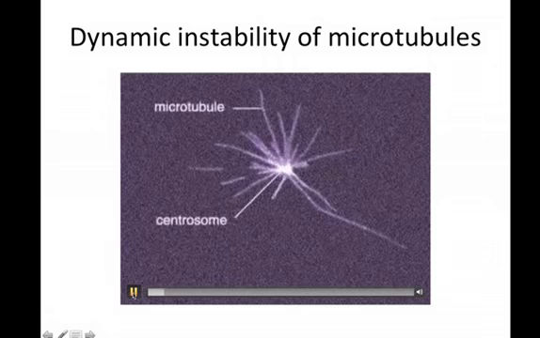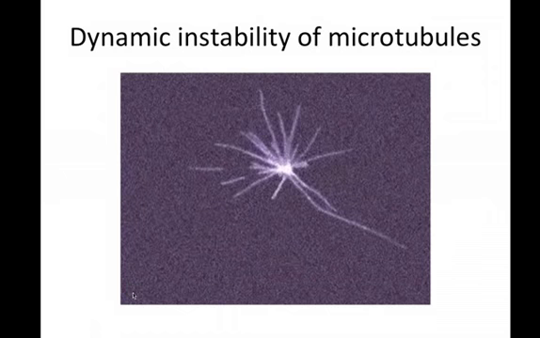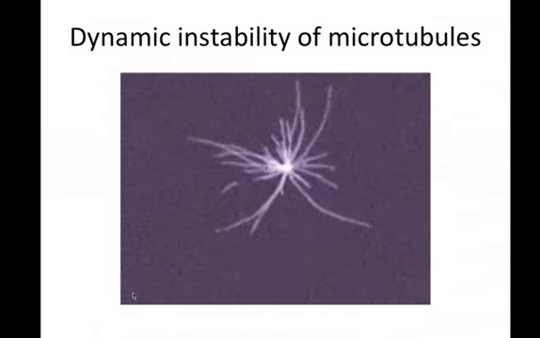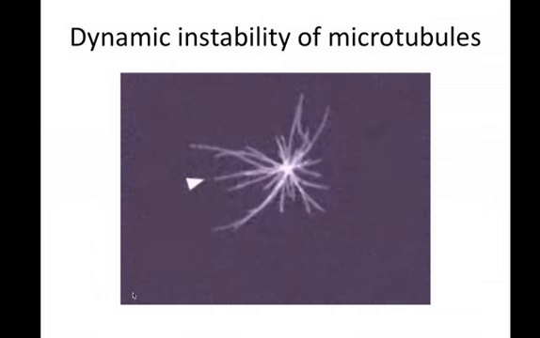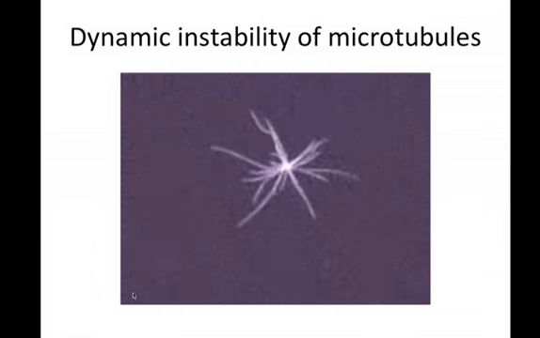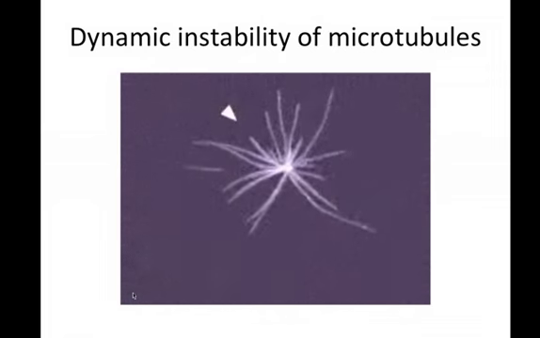Microtubules continually grow from the centrosome. This is a cell extract in culture, not in the cell, which is why you don't see anything. Quite suddenly, however, some microtubules stop growing and then shrink back rapidly, a behavior called dynamic instability.